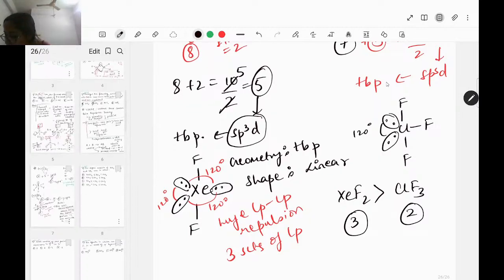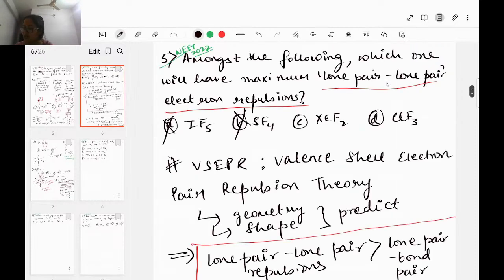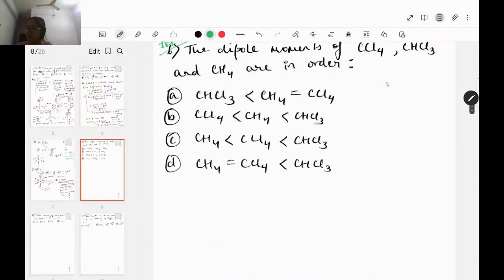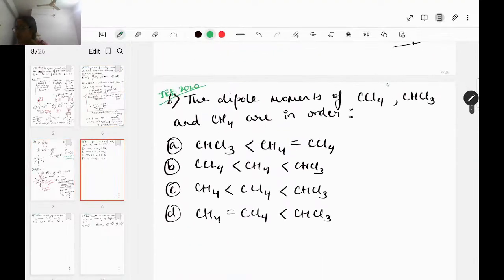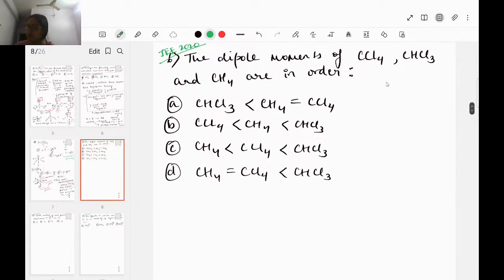So let us get back to our question, and we have finally got our answer. XCF2 is the answer. Okay. Moving on over here. Okay, so the dipole moments of CCl4, CHCl3 and CH4 are in the order. So what is dipole moment at the beginning?